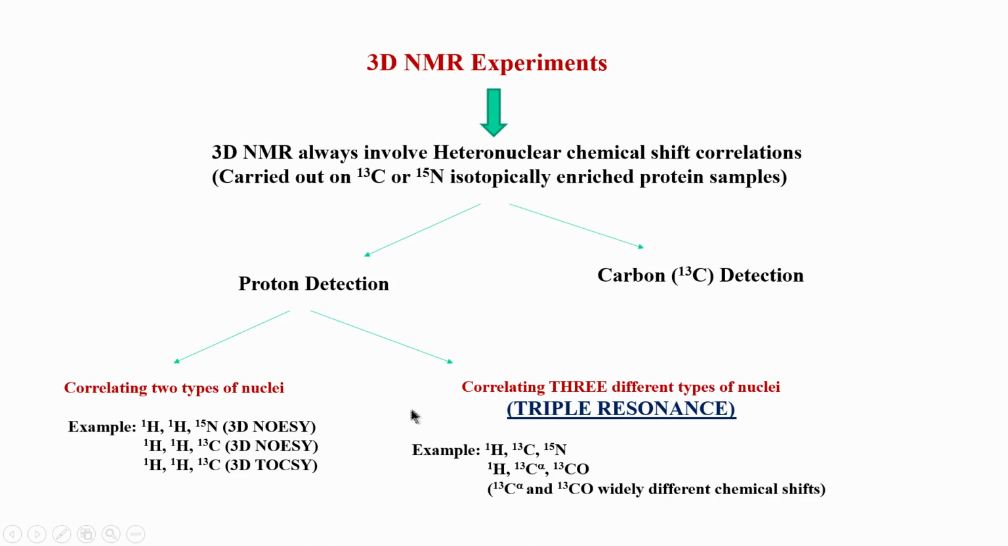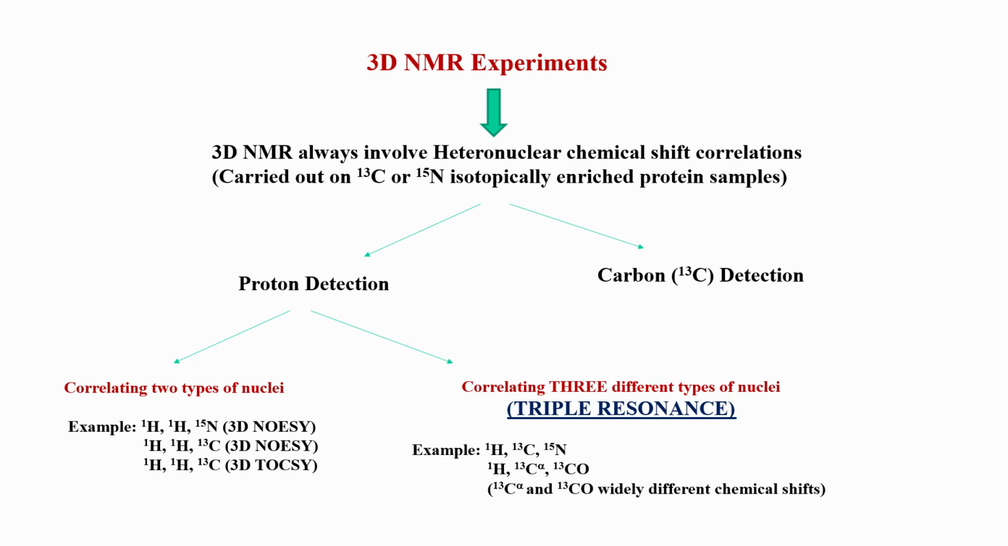This is the popular set of 3D experiments which we use for backbone assignment and side chain assignment, which we will see. These experiments are also very useful in structure calculation. You see here we need NOESY, which involves two nuclei, and that is what is done for structure calculation, distance information. But for backbone and side chain assignments we normally rely on triple resonance, wherein we correlate three different nuclei types: one is nitrogen, one is carbon, another is proton.